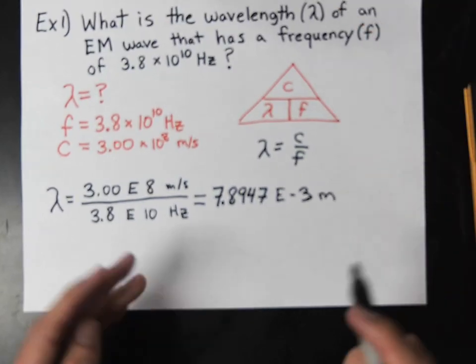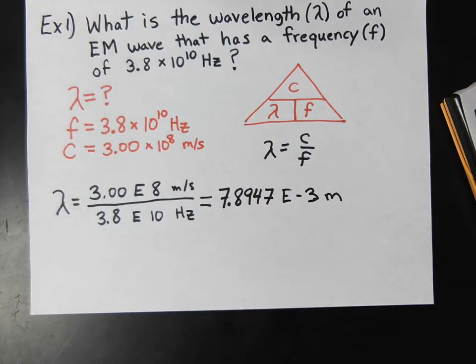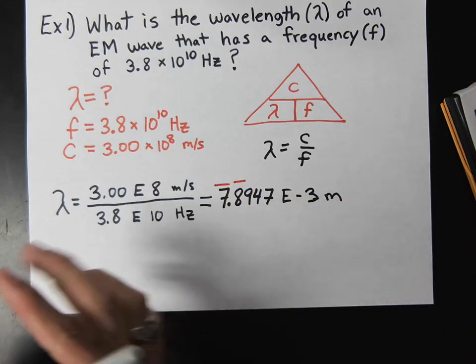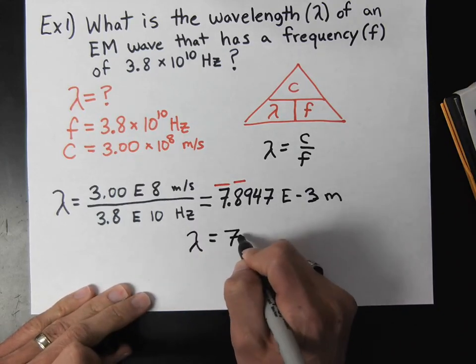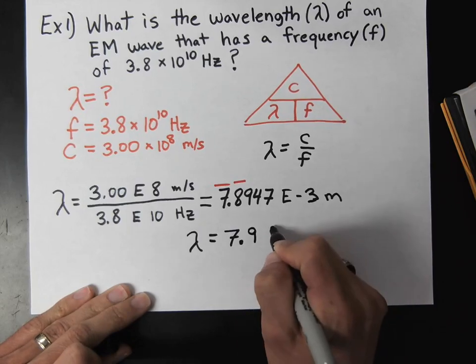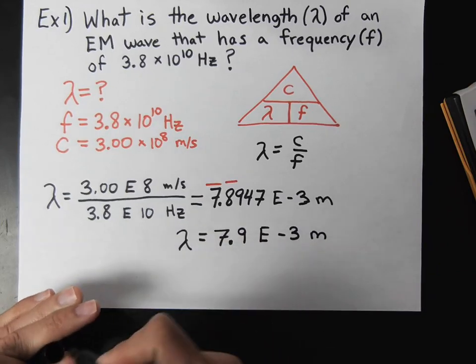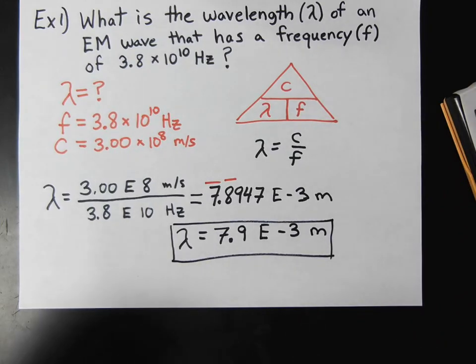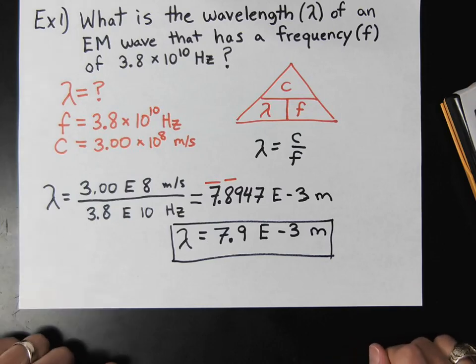From the problem, you're going to look at the numbers given. We have 3.8, so we only have 2 significant figures. That means we're going to have to round to 2 numbers. So your wavelength is going to be 7.9 times 10 to the negative 3 meters. So that's how you solve for that one.